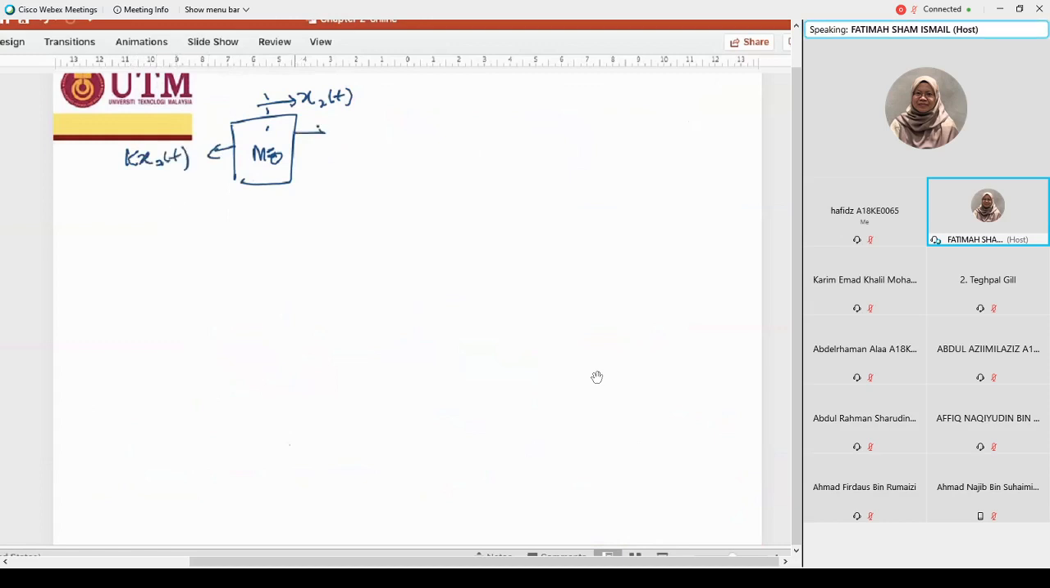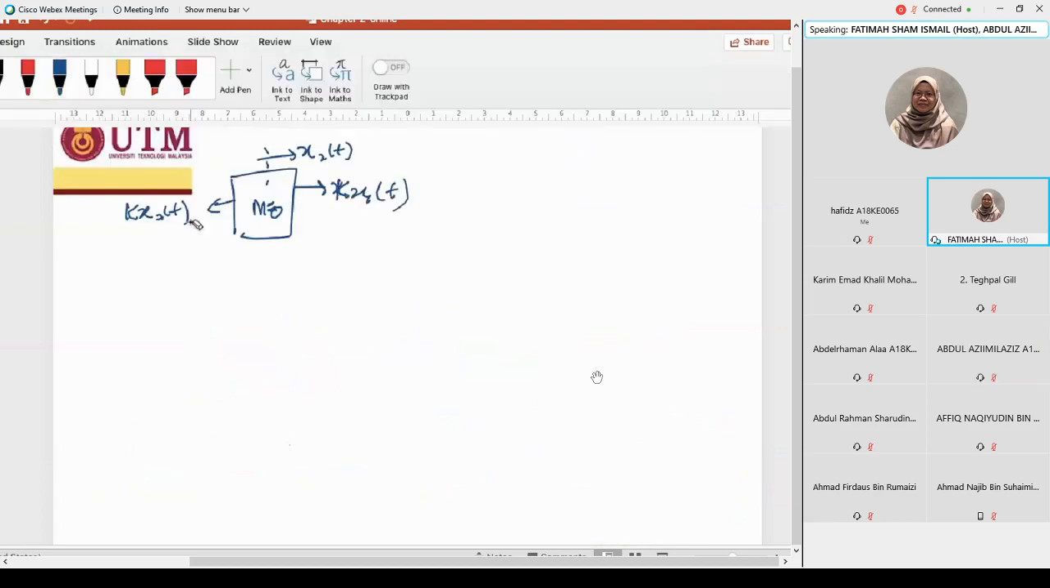And minus the K is connected to x1(t), so opposite direction. The arrow here shows the opposite direction. So the reaction from the component K, your component K is actually 5, so you can put 5 here.